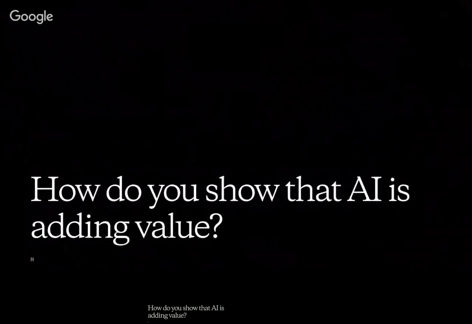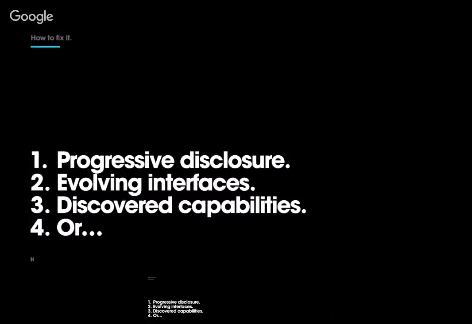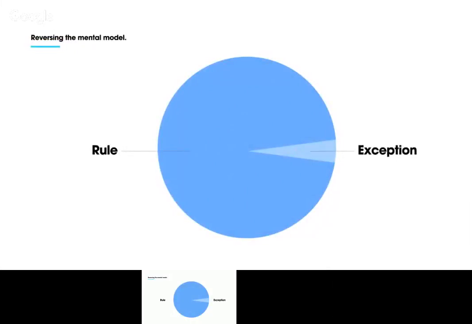So the question is, how do you actually show that AI is adding value? You might think of things like progressive disclosure, evolving interfaces, discovered capabilities. That would be your pretty standard strategy: taking somebody along for the ride, showing them your homework, showing how you arrived at an answer, and involving them in arriving at that answer. But I would say this uncovers a different problem.